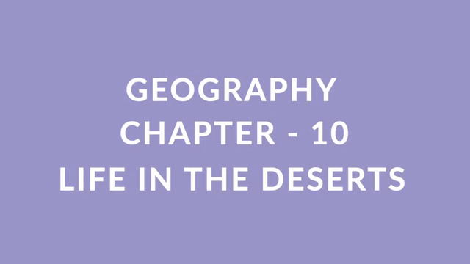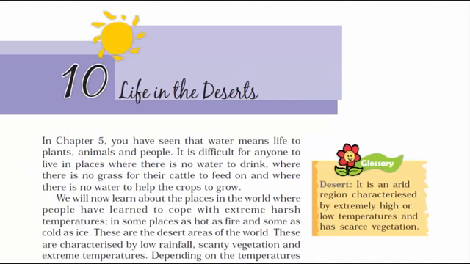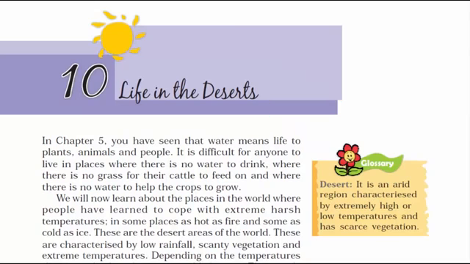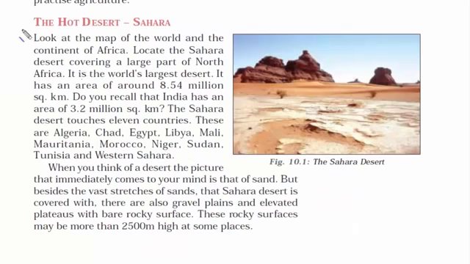Hi, welcome to the 10th chapter of Class 7 Geography, Chapter 10 Life in the Deserts. Whenever we think of desert, we think of low rainfall, scanty vegetation, and extreme temperatures. And depending on the temperatures, they can be hot deserts or cold deserts. In this chapter, we will be reading about deserts around the world and how people have adapted to the extreme temperatures of these deserts. The first topic is the Sahara Desert.